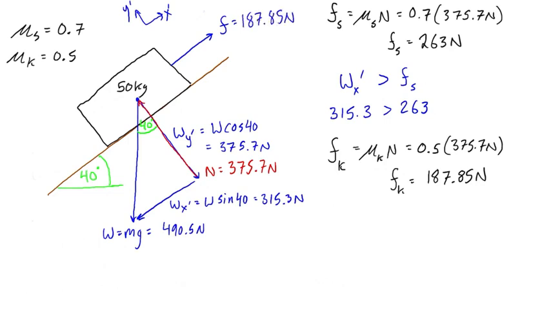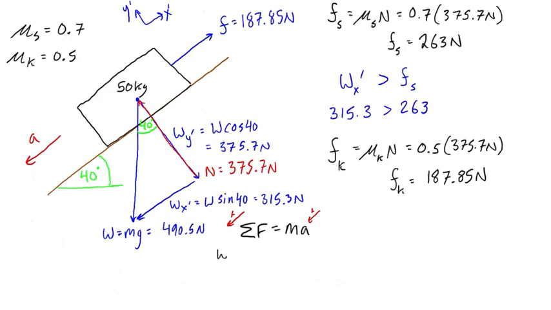All right, let's label that on the diagram up here, because that's what we actually have, 187.85. And now we can apply Newton's second law, which is the sum of forces equals ma. We're taking the positive direction to be the same as acceleration, which is going to be the negative x prime direction, because the block is accelerating down the hill. So that's going to be the positive, and that matches what we have for acceleration. So let's take Wx prime as positive.